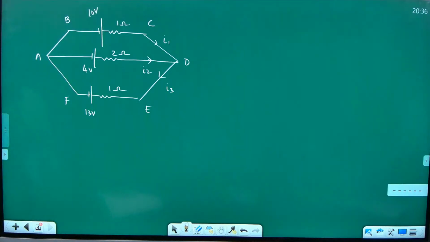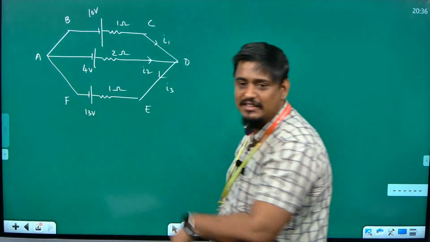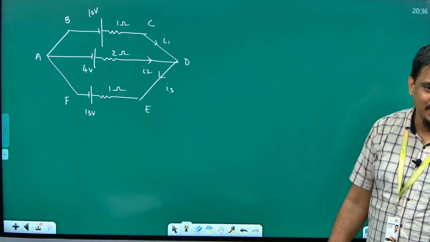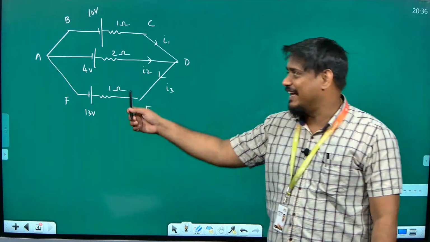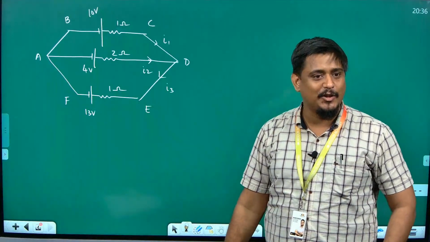You may have a doubt here. How can current enter in this direction? It is positive. This doubt will be there, no? If I am not making that, then I1 comes, I2 comes, I3 comes. Is it possible? I1 plus I2 plus I3 is equal to 0.